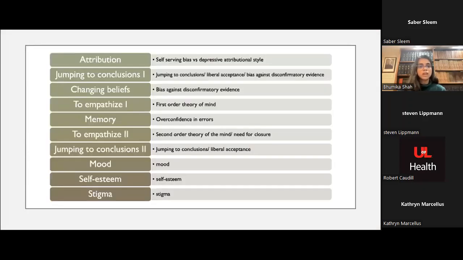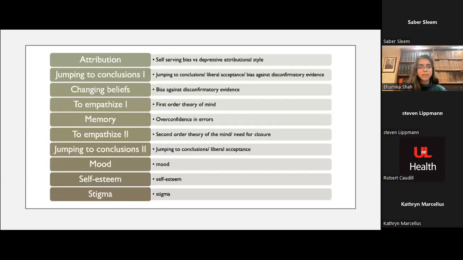So these are the core modules of the training itself. To the left are the core modules, and to the right are the domains which it targets. The core modules are attribution, jumping to conclusions, changing beliefs, empathize, memory, mood, self-esteem, and stigma.